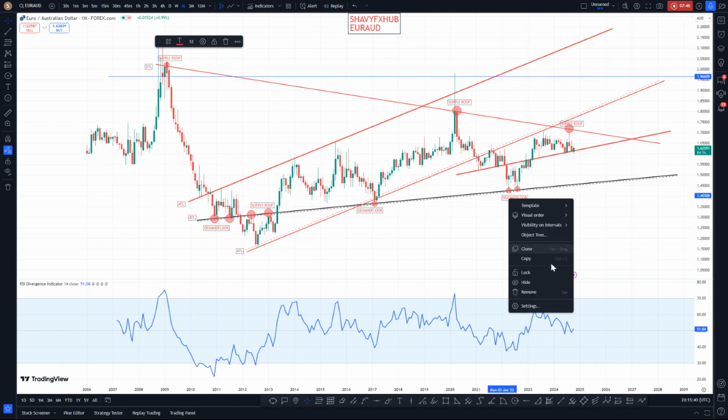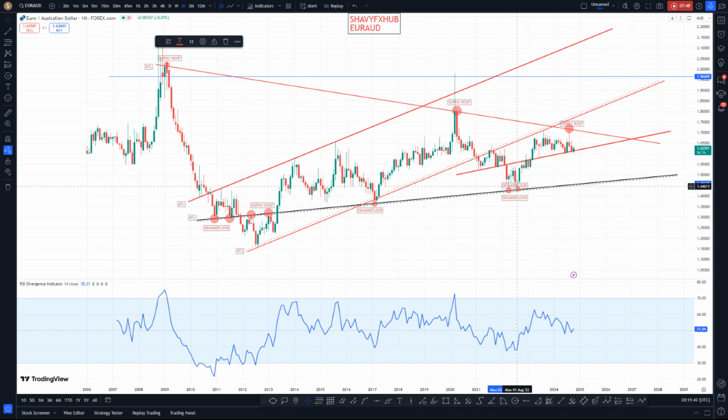Now you can see there's a break of structure here after price formed a double bottom, which is a bullish price action, and broke the neckline and retested multiple times. Price is making an upswing. So Euro AUD is a buy. Yes, Euro AUD is a buy based on the structure of the market.